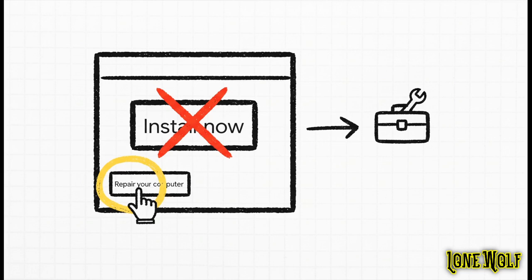Instead, look for a little link that says Repair Your Computer. It's usually in the bottom left corner. Click that, and from there you'll go to Troubleshoot and then Advanced Options. This is our command center for all the repairs.